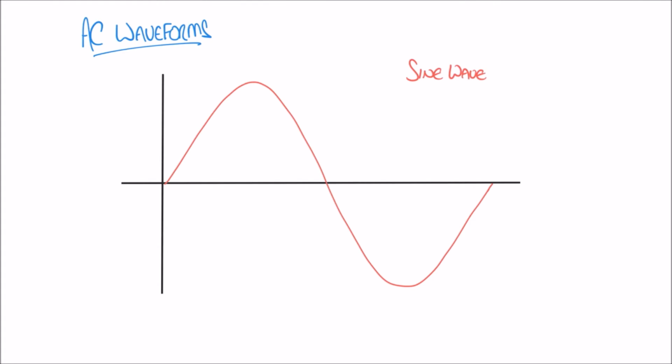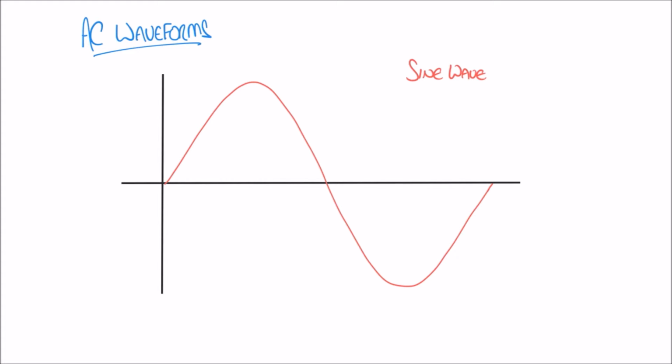Welcome to this video on AC waveforms, and in this video we're going to look at several different types of waveform, but one of the most common is the one that we see in front of us here, which is called a sine wave. And we're going to look at some different properties of the sine wave and how they apply to electrical engineering.